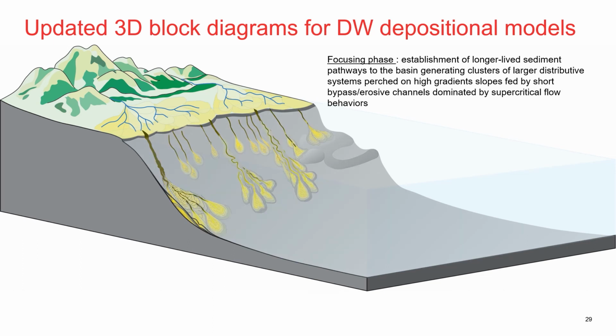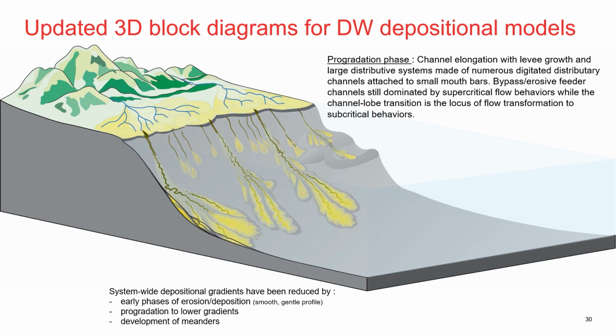With time, longer-lived sediment pathways establish at the shelf edge, allowing the generation of clusters of larger distributive systems on the slope, still dominated by supercritical behavior, but smoothing the depositional gradients enough for channels to prograde. With channel elongation goes levee growth and meander development, all contributing to progradation of the system to lower gradients. The distributive systems start to show the behavior of low-gradient systems with numerous distributary channels and incorporation of sandy and muddy slurries in the deposit.